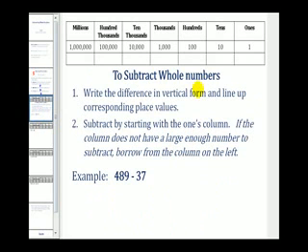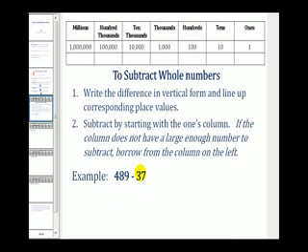So in order to subtract whole numbers, we'll write the problem in vertical form and line up the corresponding place values, just as we did when we were adding whole numbers. And then we'll subtract by starting with the ones column, working our way left. However, if the column does not have a large enough number to subtract, we will have to borrow from the column on the left. Let's take a look at an example.